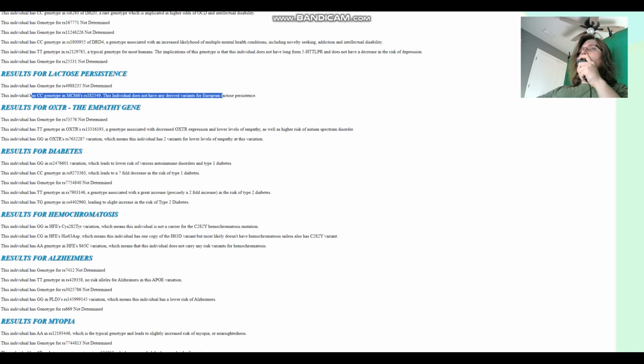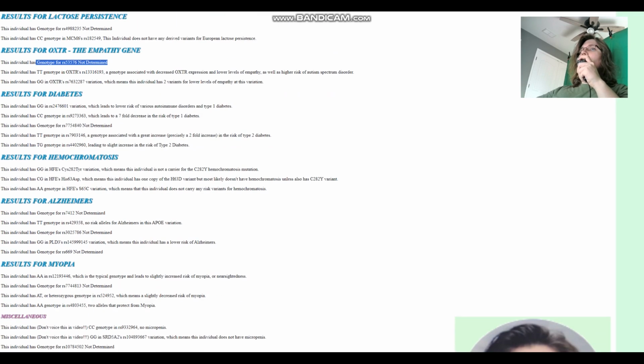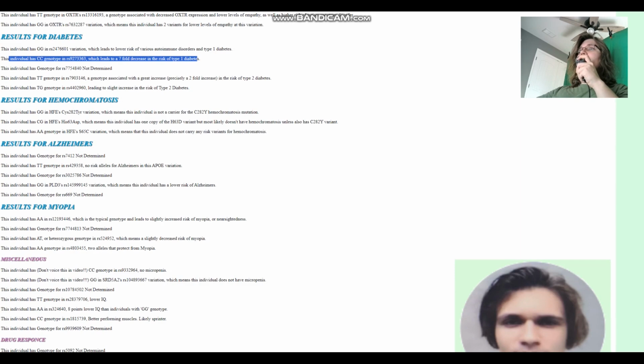For the empathy gene, this is not a genotype, so we're going to ignore that. CC here, which leads to a 7-fold decrease in risk of type 1 diabetes, does not have type 1 diabetes. But there are some genotypes here that lead to an increase in the risk of type 2 diabetes, so he might have type 2 diabetes. Now for hemochromatosis, he's actually CG here. Very interesting.